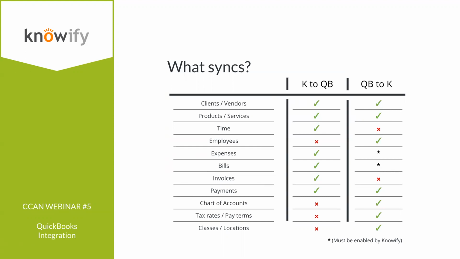The last three items here are your chart of accounts, your tax rates and payment terms, and your classes and locations. Since these are all really accounting heavy items, we really can only pull them from QuickBooks to Knowify. With the exception of tax rates and payment terms, you don't really have classes, locations, or accounts in Knowify. So we only pull them in for the sake of mapping to QuickBooks to ensure that everything ends up in the right location in your QuickBooks account.